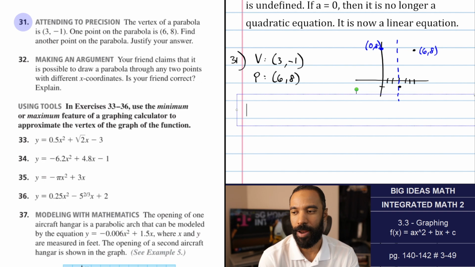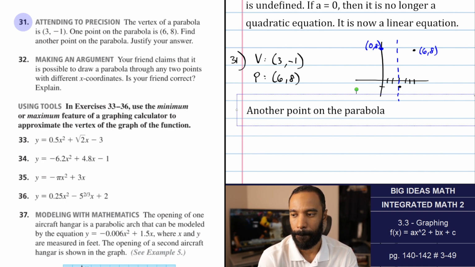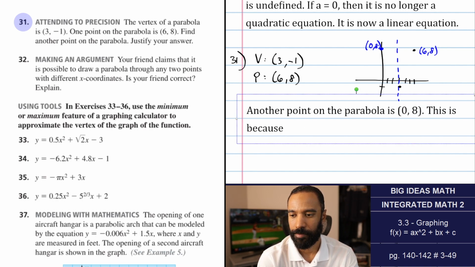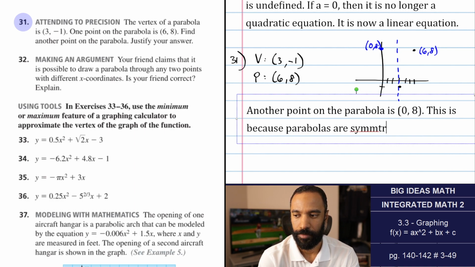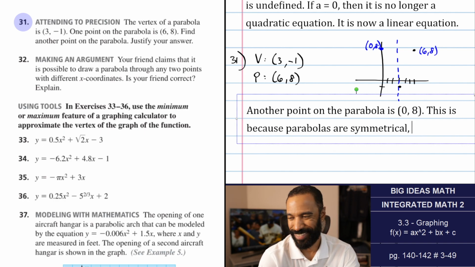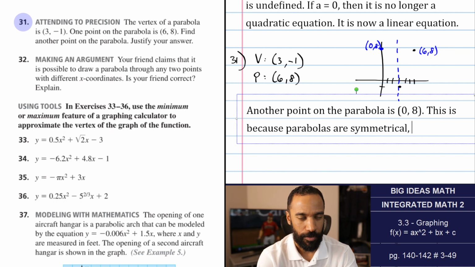Find another point on the parabola. Another point on the parabola is 0 comma 8. This is because parabolas are symmetrical. I'm sorry about my typing. I'm actually a great typer. Okay. Parabolas are symmetrical. Let's focus.